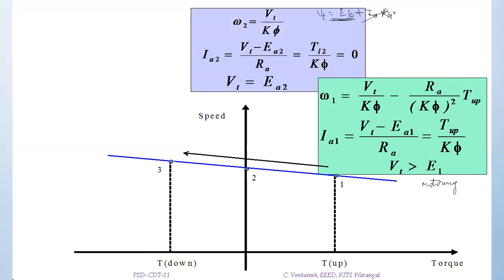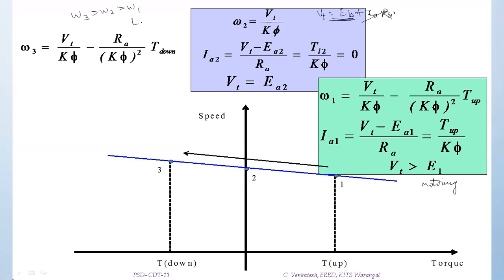At point 3, during downhill, what are the equations? Omega 3 is Vt by K phi minus Ra by K square phi square into T downhill. So what is the observation here? This omega 3 is greater than the no load speed. Speed has increased. So omega 3 is greater than omega 2 and greater than omega 1.